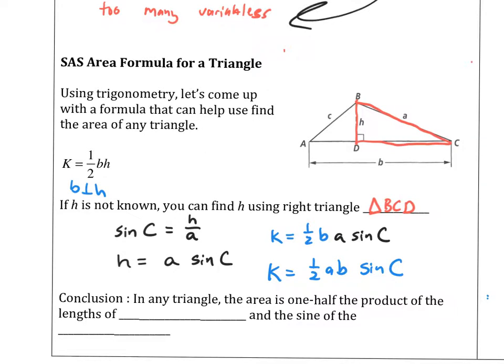So in any triangle, if you know two sides and the included angle, then this formula right here will always work. Again, it doesn't matter what you call AB, just as long as this angle is the angle in between, okay? So in any triangle, the area is 1/2 the product of the lengths of any two sides and the sine of the included angle.